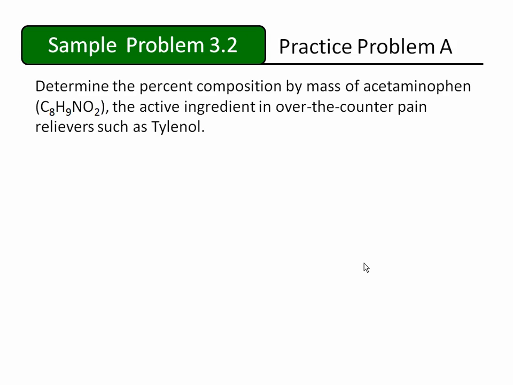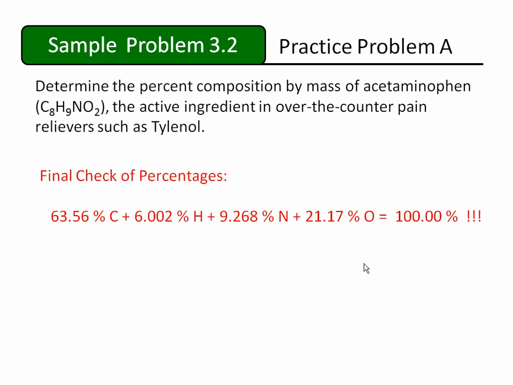Earlier we said that this problem should be easy to check, so let's do that right now. The sum of all our percentages should equal 100%, and when we go back and add all of the values together, that's exactly what we get.